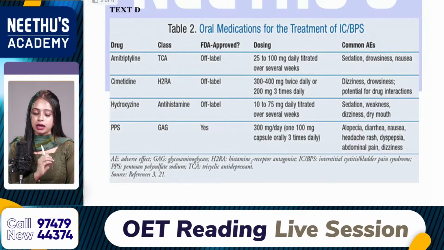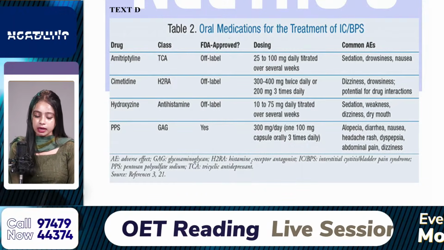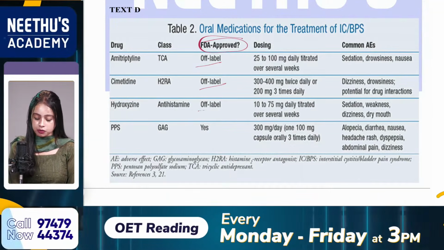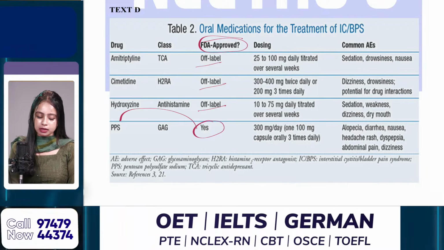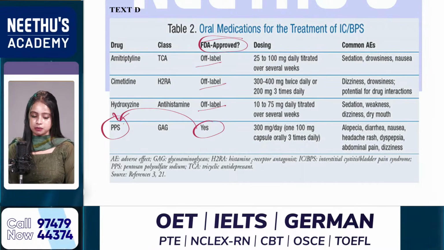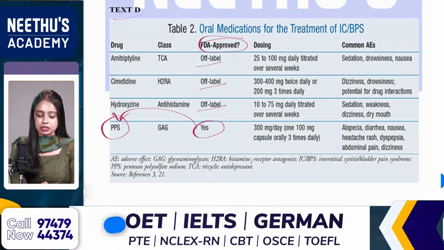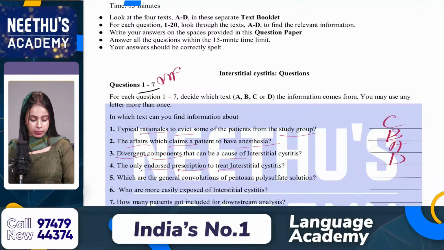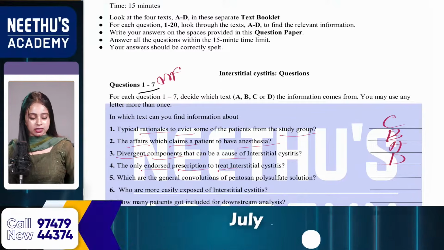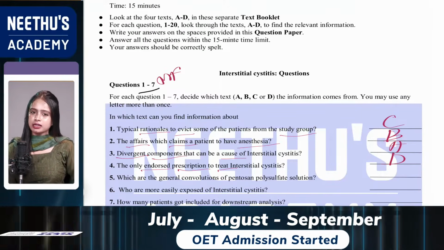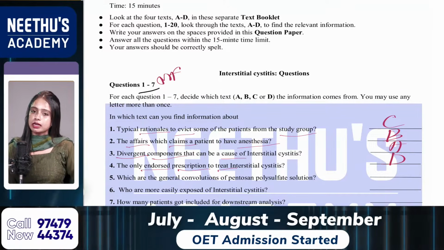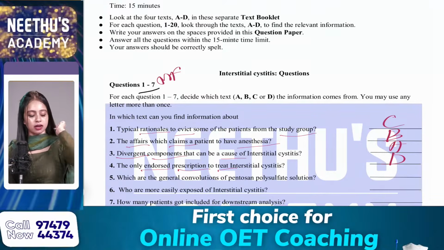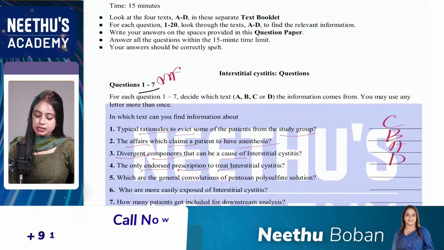So what is the approved medicine here? See, FDA approved is mentioned here. So which is that medicine? It is PPS. The answer is from text D. So that answer is D. Oh my god, a lot of answers. I thought these were a bit tough questions, but you guys got the correct answer. Okay, Anu, Gopika, Reba, Sara, Varsha. Very good. The answer is D.